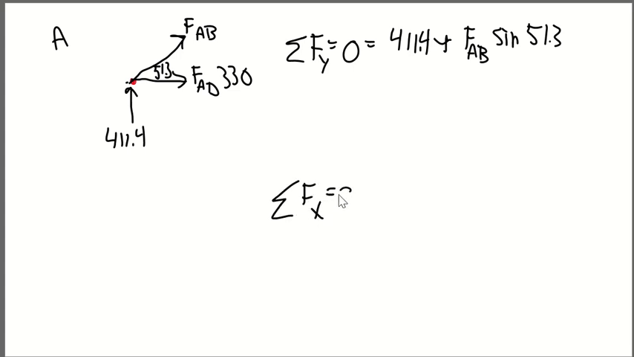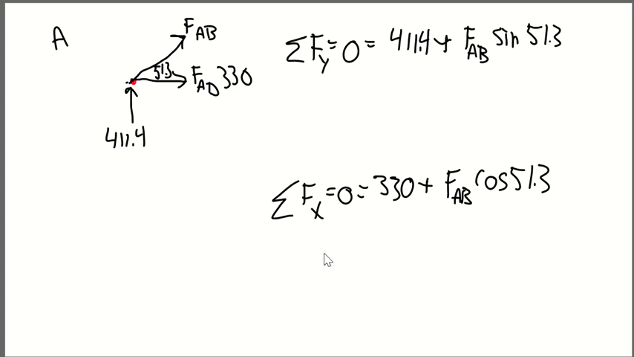Down here, sum of the forces in the X direction equals 0. Okay? This is going in the positive X. So that is 330. I'm sorry, I thought that was going into negative X. My bad, it's going positive X. And this is also going into positive X. So that's a plus FAB cosine 51.3. Okay? Again, this is equal to the horizontal part of this force. This is equal to the vertical part of that force.